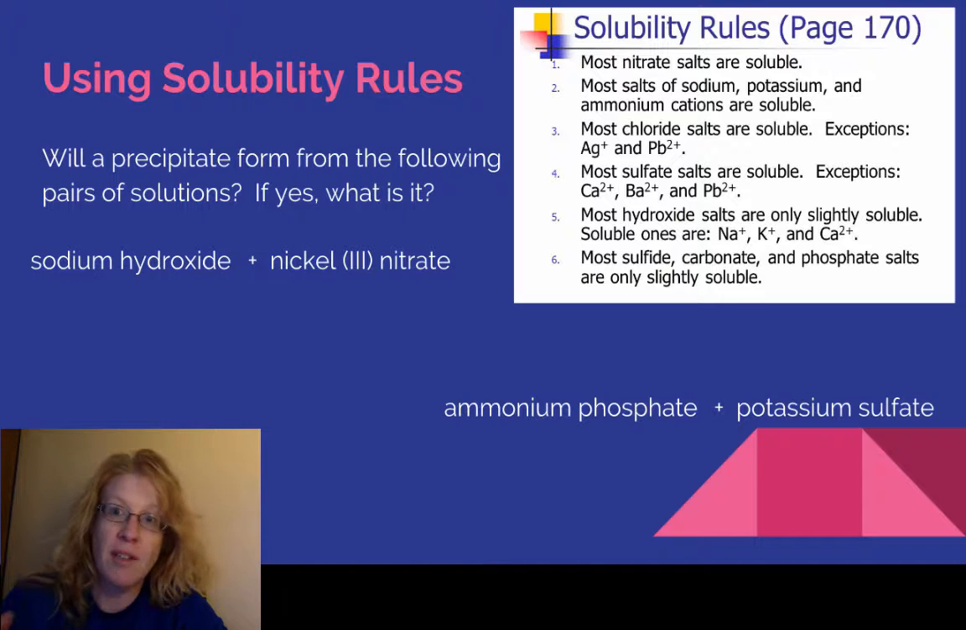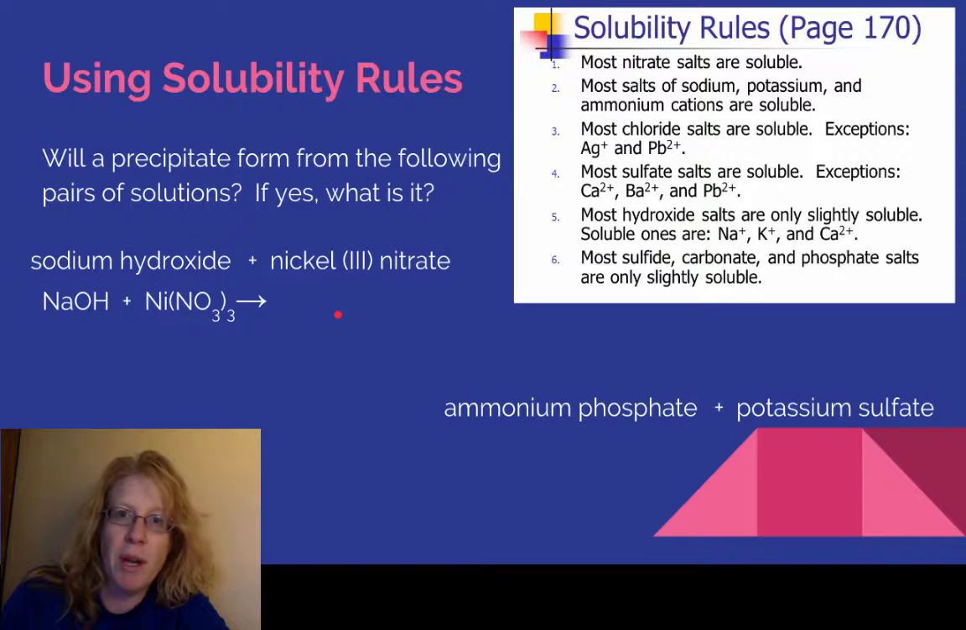Anyway, our job was to hit pause and take a look at these 2 reactions and try to use the solubility rules to figure out what the precipitates would be and if there is one. We'll start with this pair over here, sodium hydroxide and nickel 3 nitrate. First thing, make sure you can write your formulas correctly. There they are, sodium hydroxide right here. This is nickel 3 nitrate because it's got to have that 3 on the outside.